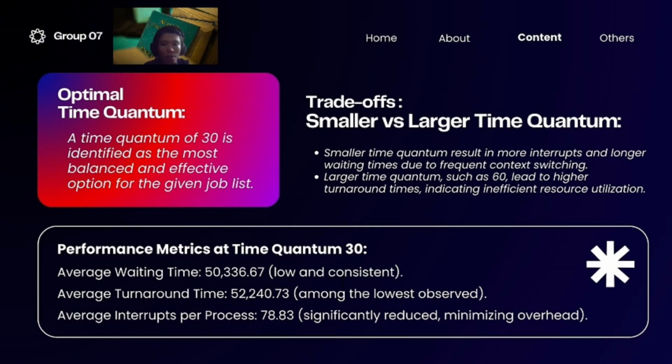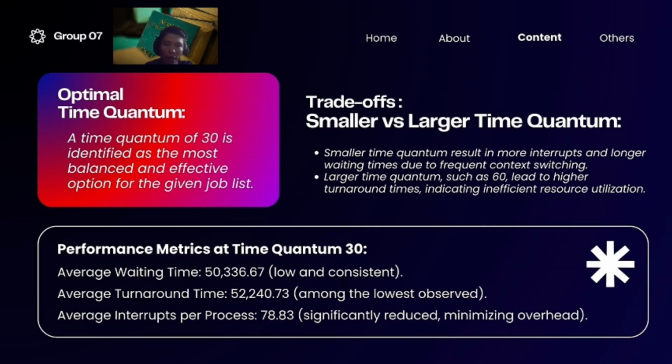Here's the data to support this. First one is waiting time. It's very low at 50,336.67, so tasks don't sit idle for long. The second one is turnaround time. It's very quick at 52,240.73, one of the best observed. And the third one is interrupts per process, just 78.83, minimizing wasted time and overhead. This number shows that 30 keeps the system fast and efficient.